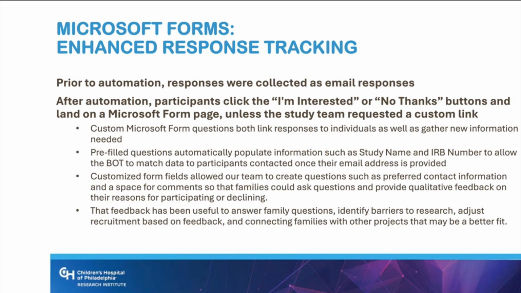This feedback has been useful to answer family questions, identify barriers to research, adjust recruitment based on feedback, and connect families with other projects that may be a better fit. For example, we were doing a study on teens that needed driver's permits. When we were recruiting for that study, we noticed that several families put in that they'd love to participate, but their teen already has their driver's license. We were then able to contact those families as a follow-up to let them know that we also had studies for teens with driver's licenses. So it actually helped us connect families to other research studies that match their interests.